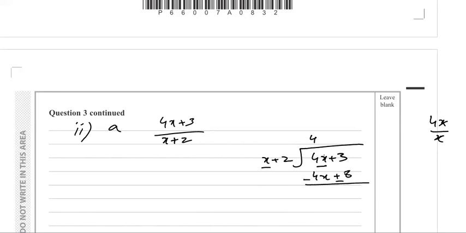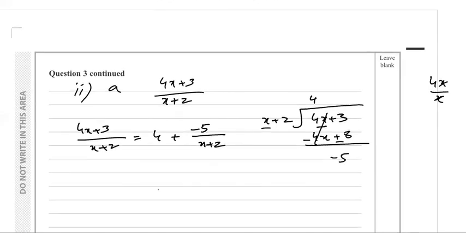Now subtract, it will become minus 5. And this is quotient, remainder, divisor. So finally it means I can write this one as 4x plus 3 over x plus 2. I can write it now as quotient plus remainder over divisor. That, and this plus into minus will become minus, so you can write it as 4 minus 5 over x plus 2. So in other way you can say your a is equal to 4 and b is equal to minus 5.